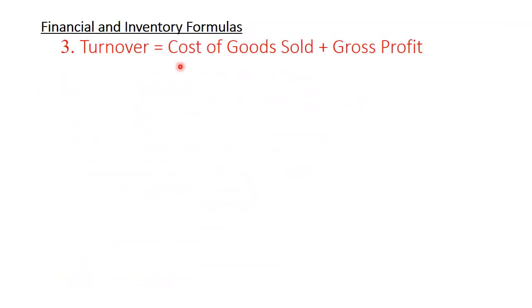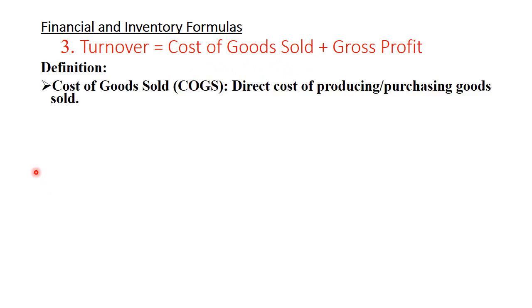There's also another formula for turnover, which is cost of goods sold plus gross profit. So the definition, of course, won't look at turnover. I've already discussed it, but cost of goods sold, abbreviated to COGS, is the direct cost of producing or purchasing goods sold.